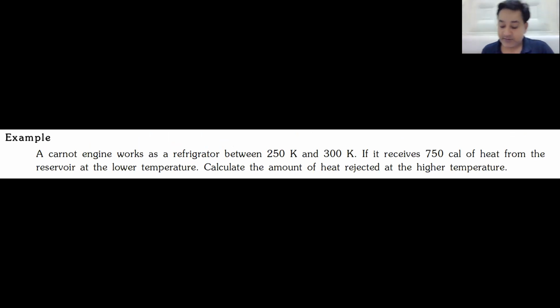A Carnot engine works as a refrigerator between 250 Kelvin and 300 Kelvin. If it receives 750 calories of heat from the reservoir at lower temperature, calculate the amount of heat rejected at higher temperature. Simple one. Test your understanding of the concept.